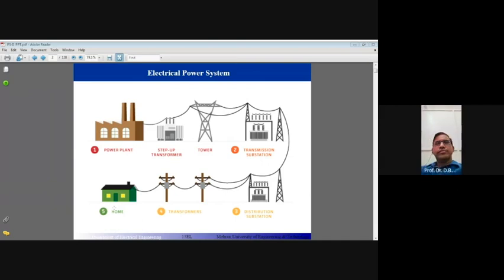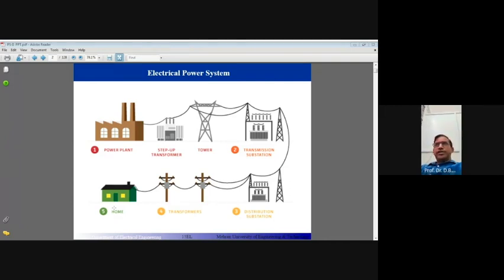Now, our subject is Power System 2, power transmission. In the last semester you completed PS1, power generation. Now we are in Power System 2. Power System 2 contains 5 units of syllabus.